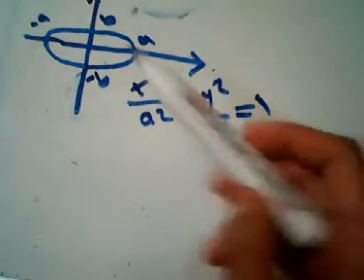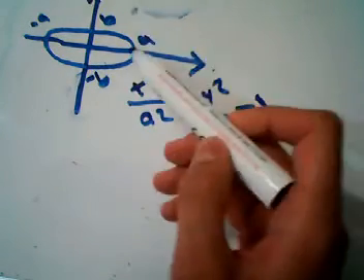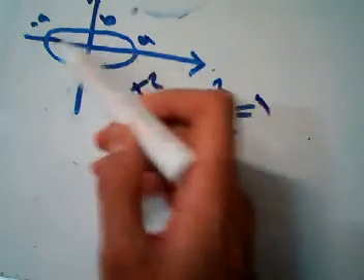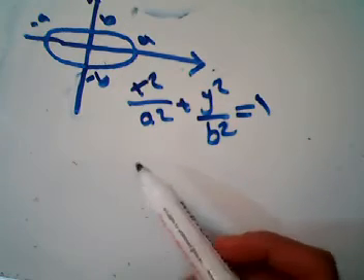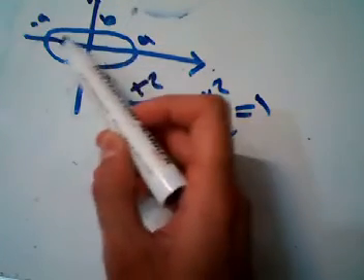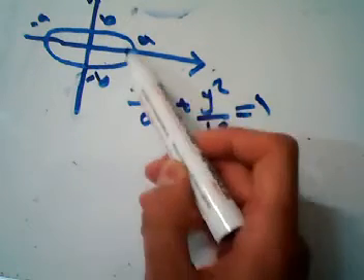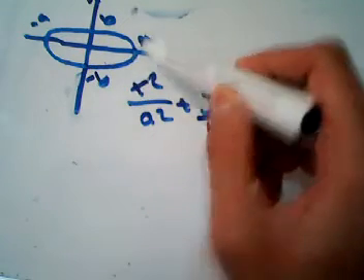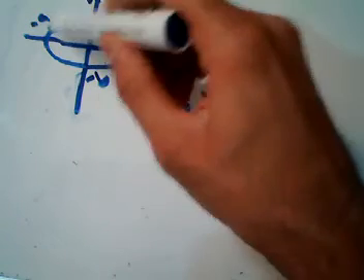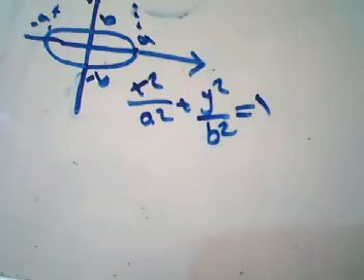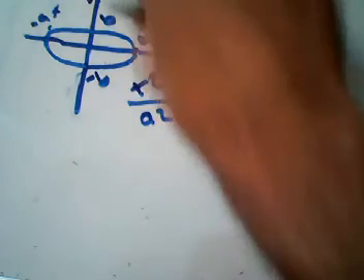Okay, now the area of this equals the area of the upper part plus the area of the lower part. And the area of the upper part is what? It is the area under this curve, the upper curve, between these two vertical lines, x equals a and x equals minus a.